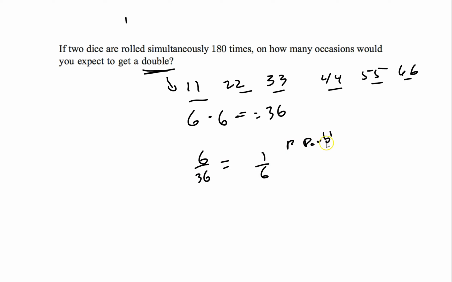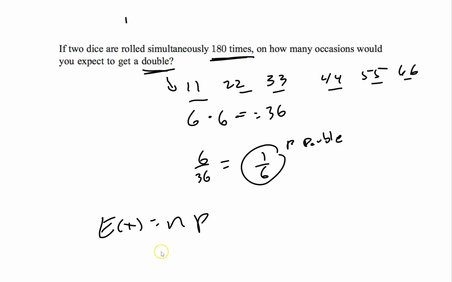Because again, 6 times 6 is 36 combinations, and only these 6 give you doubles. So your probability is 1 over 6. They're going to roll this 180 times, so your expected value is n times p, or 180 times 1 over 6.